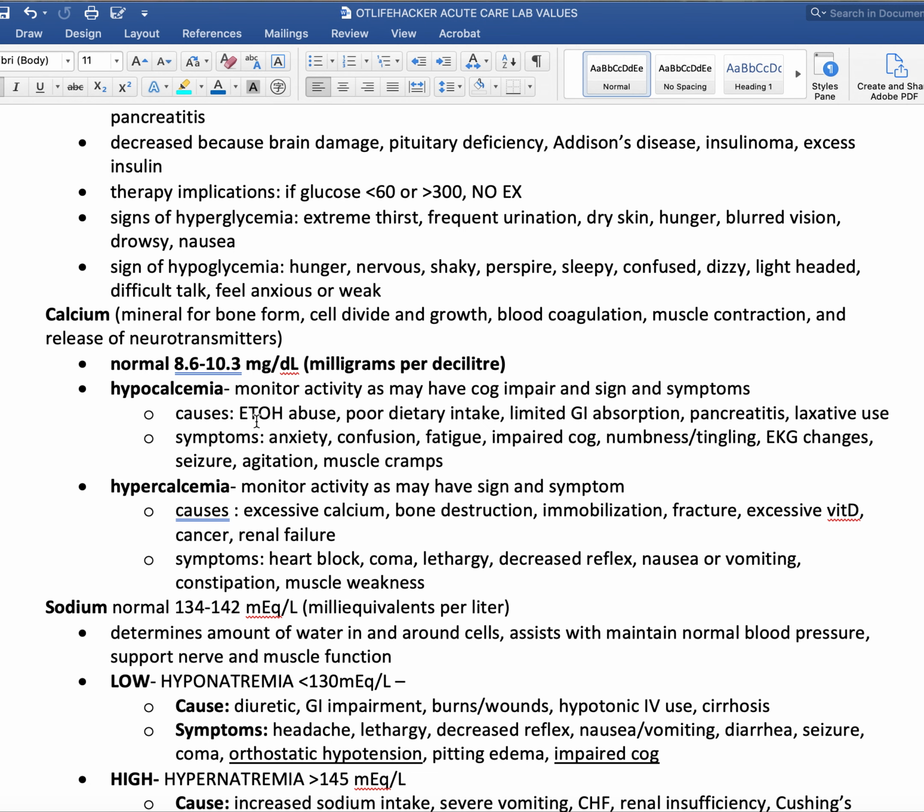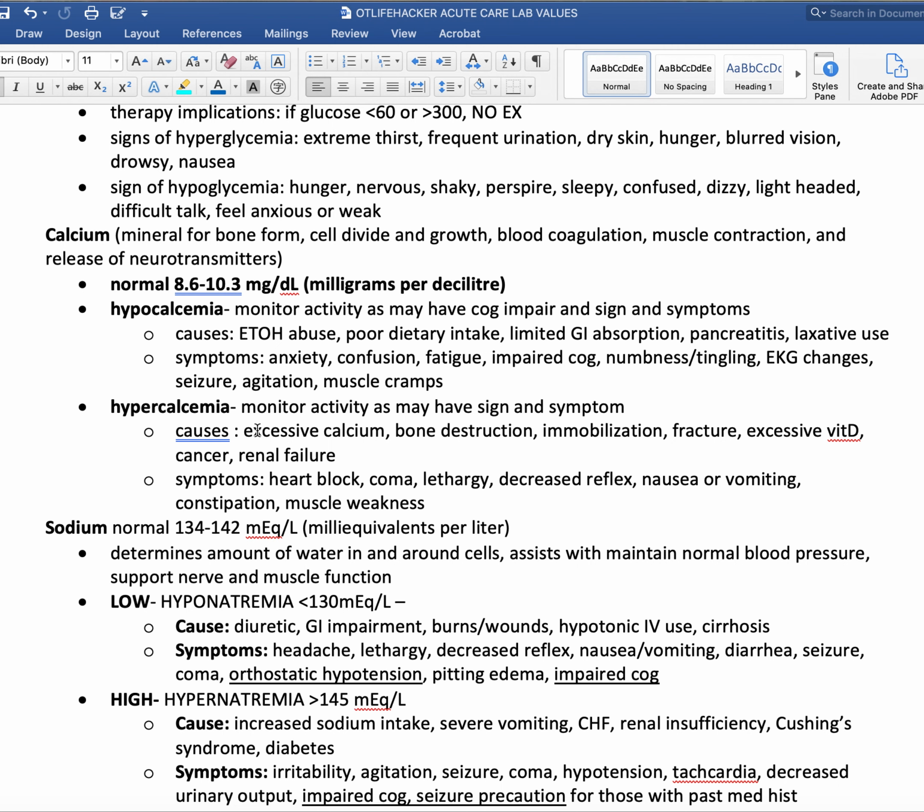So some causes of hypocalcemia can be alcohol abuse, poor dietary intake, limited absorption of the GI tract, the gastrointestinal, pancreatitis, and laxative use. Symptoms can be anxiety, confusion, fatigue, impaired cognition, numbness, tingling, EKG changes, seizure, agitation, and muscle cramps. So these are things to look out for if you are seeing a patient with their vitals lab value low. And of course that it was okay for you to see them.